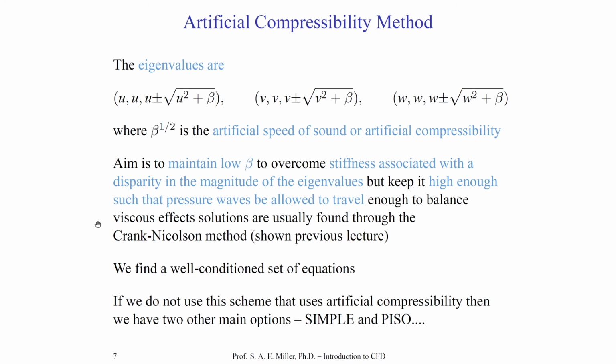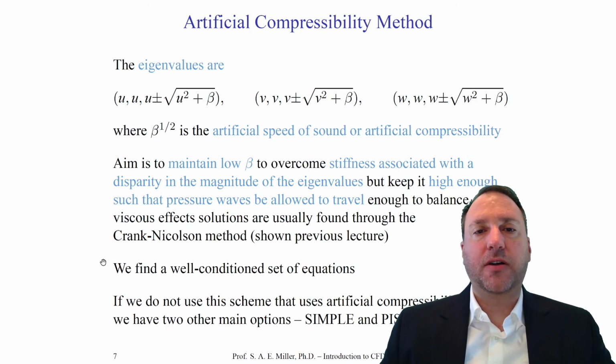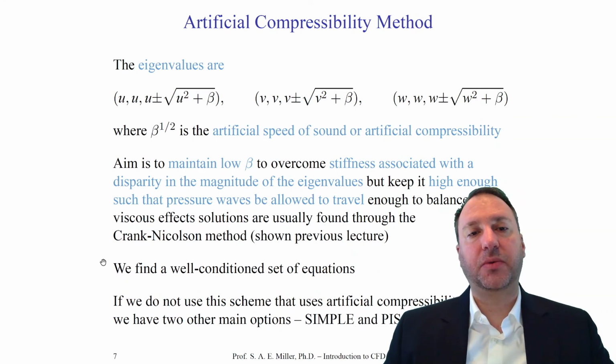Note that we showed the Crank-Nicolson method in a slide in the previous lecture. Now, by having some positive coefficient beta, we'll have a well-defined set of equations. So the ACM method can be summarized by simply adding in some artificial speed of sound or compressibility factor to the incompressible equations of motion and simply solving them with a typical well-known technique like Crank-Nicolson.